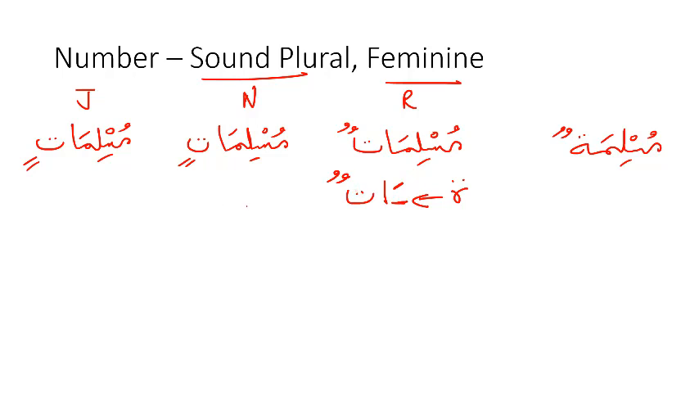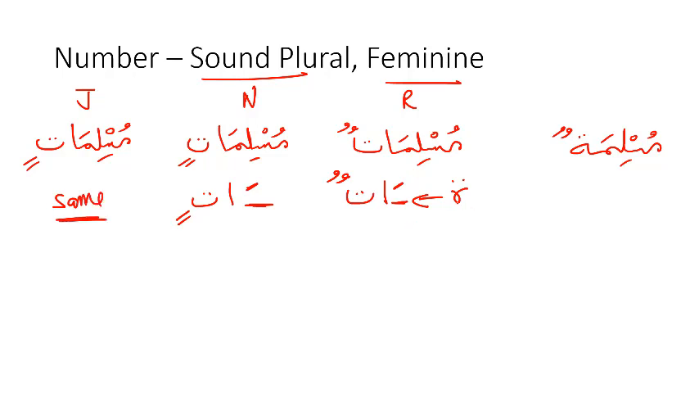Muslimatun. For Nasab form, the ta marbuta is converted into an alif and a ta with a double kasra. So instead of the ta marbuta, we go back to the letter just before the ta marbuta. That gets a fatha. This letter is then connected with an alif, and then we have a ta with a double kasra. So Muslimatun becomes Muslimatin, and in the jar form we have the same thing.